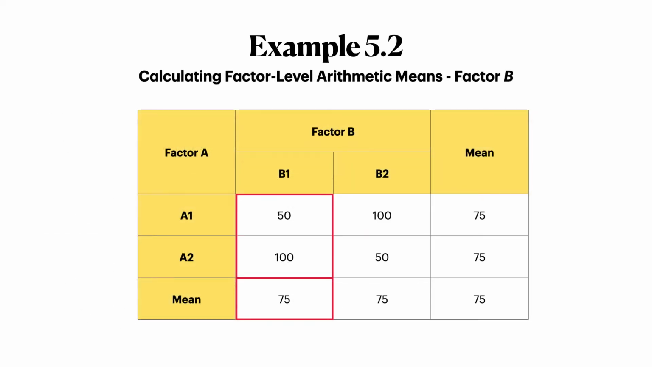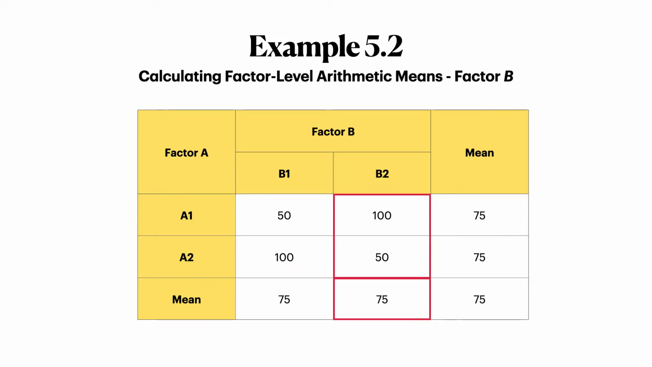And so we see these calculations in the context of the table. The mean of the first level of factor B is the mean of 50 and 100, and that value is 75. And then the mean for the second level of factor B is the mean of the values 150, and again that averages to 75.